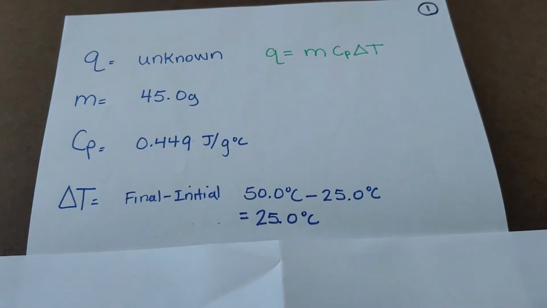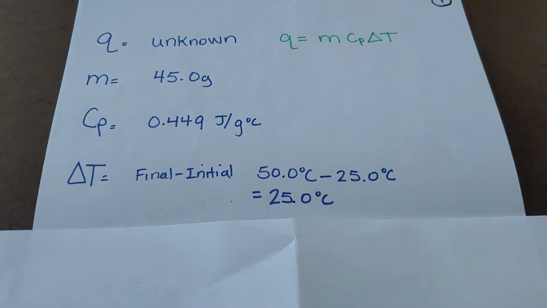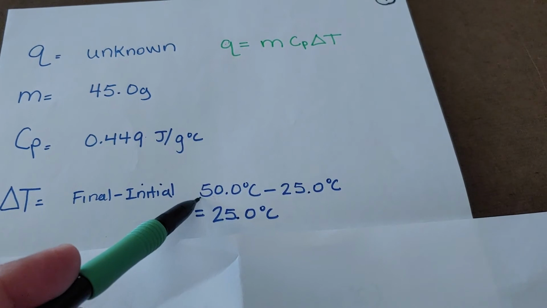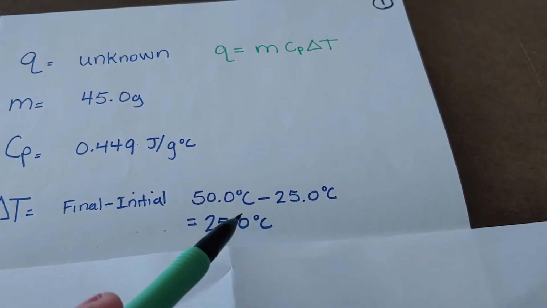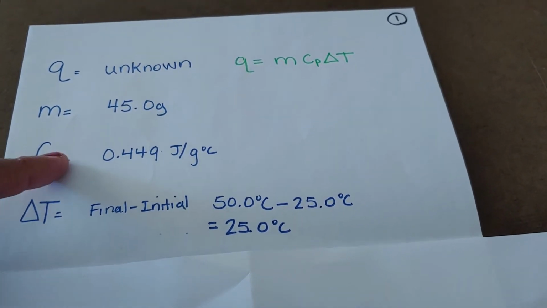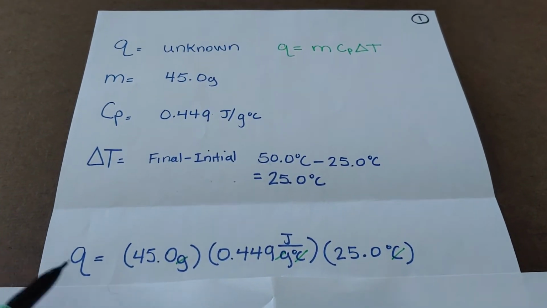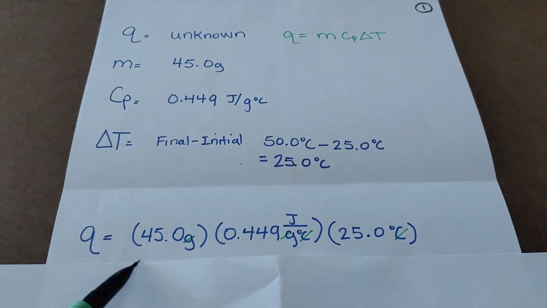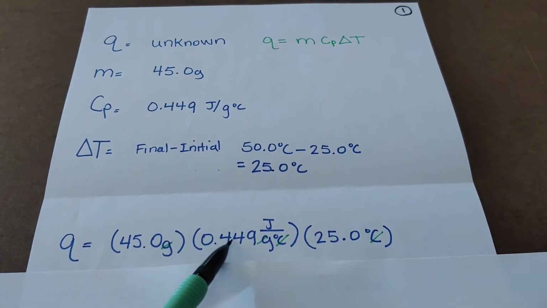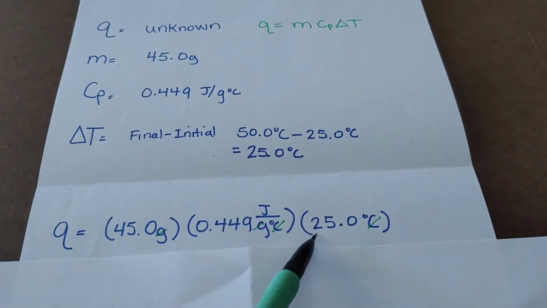Recall that we're using the Q equals M Cp delta T formula, so we substitute everything. You can see that I've already subtracted 50 degrees Celsius minus 25 to give a change in temperature of 25 degrees Celsius. We substitute all the numbers in for those variables, and now we multiply them all across. So 45 times 0.449 times 25.